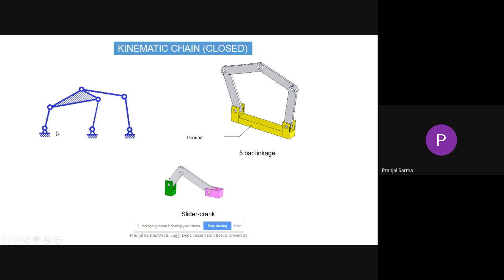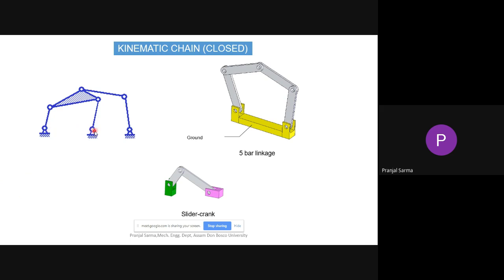Here I have already told that we can either draw the whole bar and show the whole thing as fixed, or I can show this point of interest as the ground link. So that will also mean ultimately the whole thing, this and this if I join, or this and this if I join, it is the same thing. Understood?